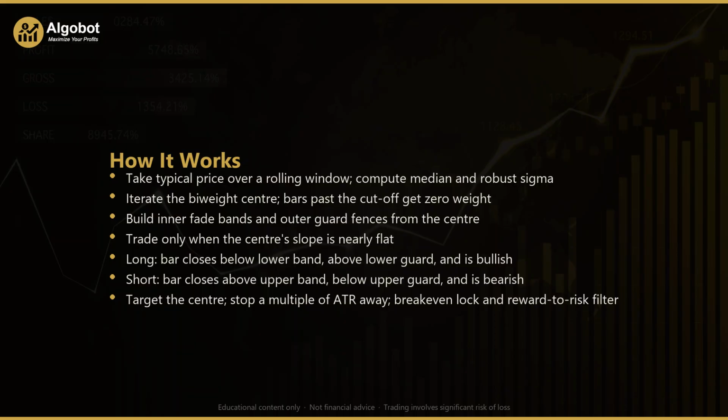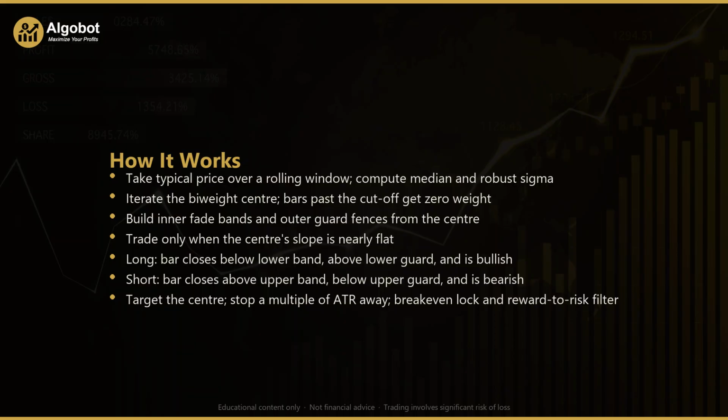Next comes the Biweight itself. Starting from the median, the strategy repeatedly recalculates a weighted center. Each bar receives a weight based on its distance from the current center, divided by a cutoff distance set by the tuning constant. Bars close to the center get full weight, bars further out get progressively less, and any bar beyond the cutoff gets a weight of exactly 0. It drops out of the calculation entirely. After a handful of iterations, the center settles on the value the normal bars agree on.